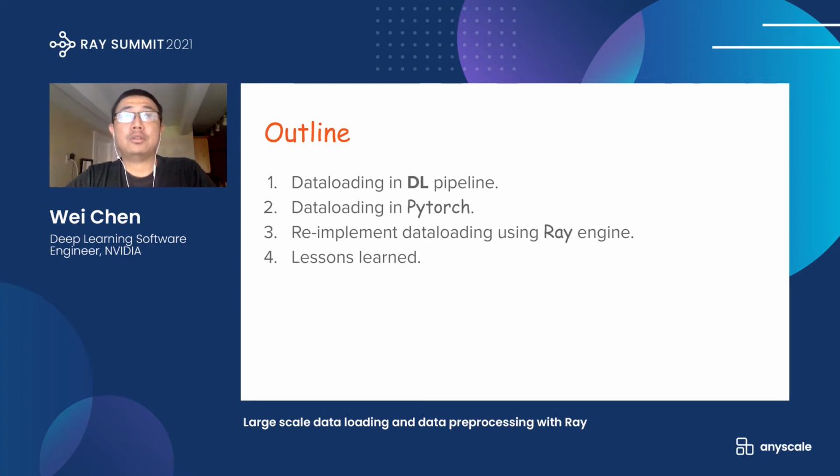Today's topic is about how to use Ray to build a data loading and data pre-processing pipeline for deep learning applications. Basically, I will start with introducing what data loading is in a deep learning pipeline and why it is important. And I will also introduce how data loading looks in PyTorch and our experience with PyTorch-based data loading. I will further introduce the problem we have seen with PyTorch-based data loading and the reason why we want to re-implement data loading using a Ray-based engine.